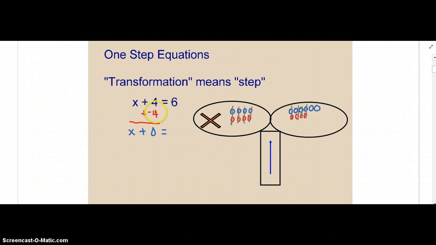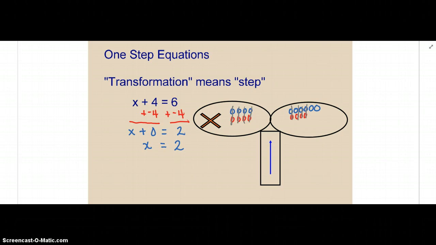Now, since I added negative 4 to the left, I'm going to add negative 4 to the right as well. And 6 plus negative 4 is 2. X plus 0 is x. Bring our equals down, and we get x equals 2. So these are the steps that you would show.